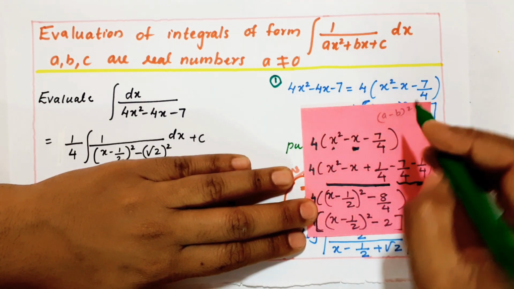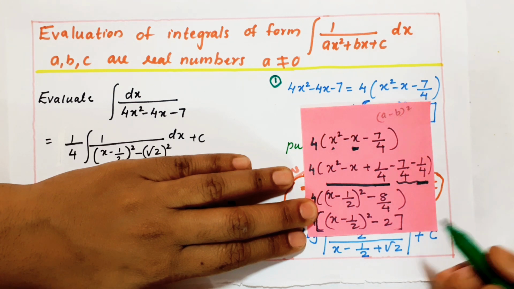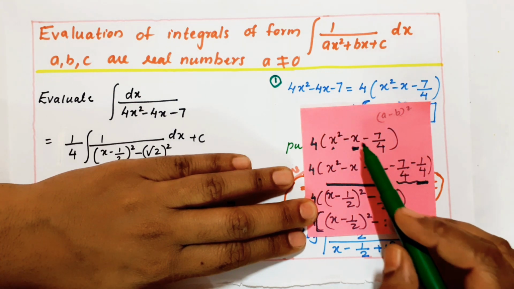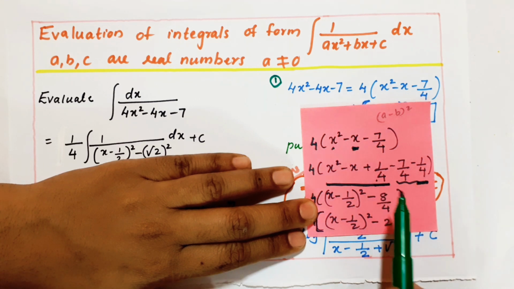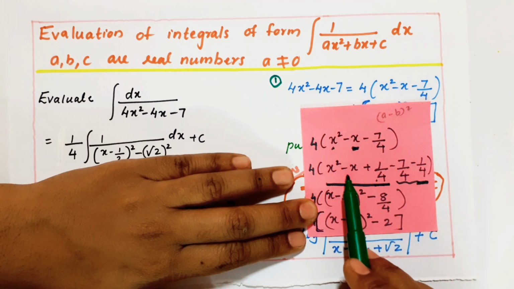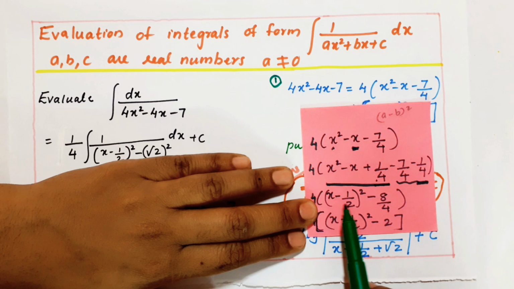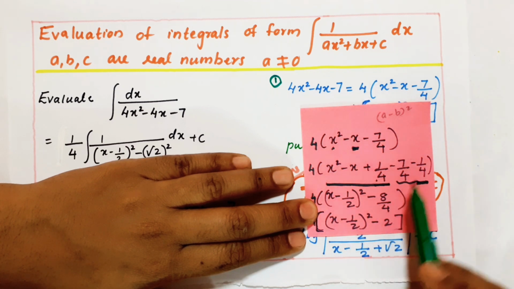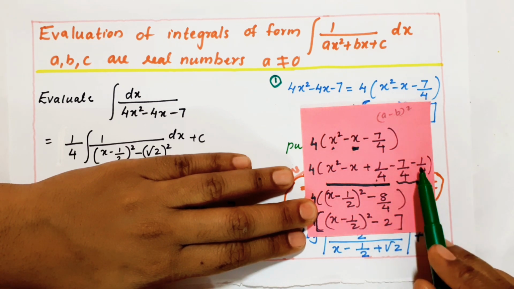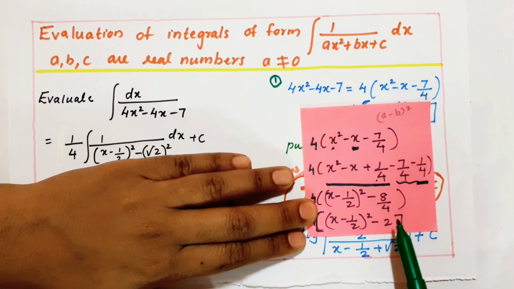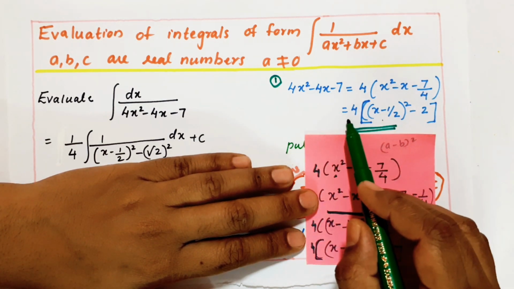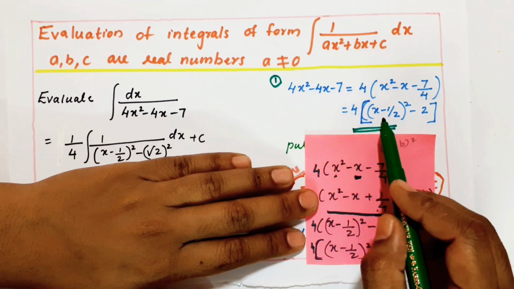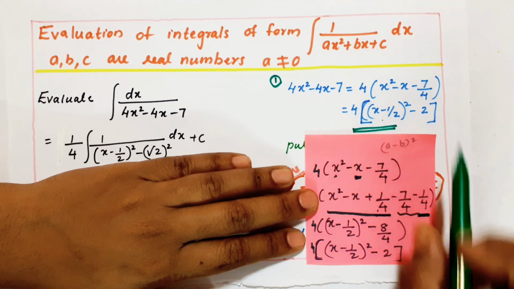So we know that the second term is 2ab. The 2 is not there, which means your b term is 1 by 2. So I am adding and subtracting 1 by 4. So x square minus x plus 1 by 4 is x minus 1 by 2 the whole square. When we are subtracting, minus 7 by 4 minus 1 by 4 means minus 8 by 4, that is minus 2. So my term got changed to 4 into x minus half the whole square minus 2.